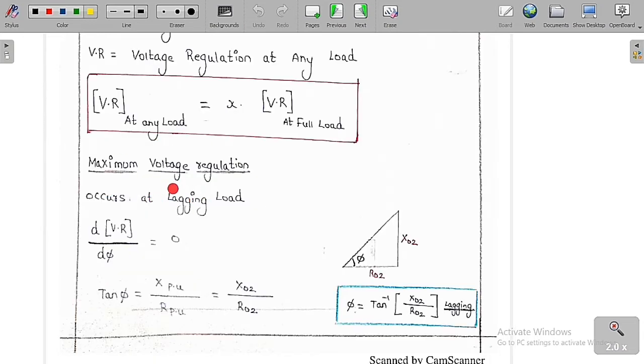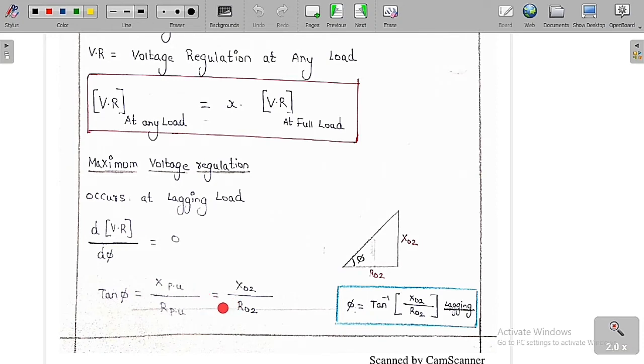Now we are going to discuss the maximum voltage regulation. Maximum voltage regulation occurs at the lagging load, because we have to go for the positive sign. Now if you differentiate with respect to phi, d by d phi of voltage regulation is equal to 0. Then we get R per unit into the differentiation of cos phi, which is minus sin phi, plus X per unit into the differentiation of sin phi, which is cos phi.